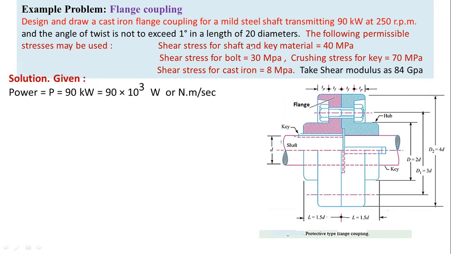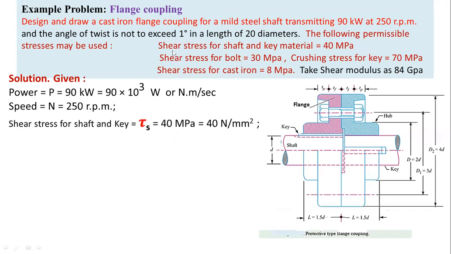From the given question, the power transmitted by the solid shaft is P equal to 90 kilowatts. 1 kilowatt equal to 1000 watts, so 90,000 watts. 1 watt equal to Newton meter per second. Okay. Speed N: here, the speed of the solid shaft N equal to 250 rpm. Here, the angle of twist is given, that is theta equal to 1 degree. Okay. And the shear stress for shaft material equal to 40 megapascal.